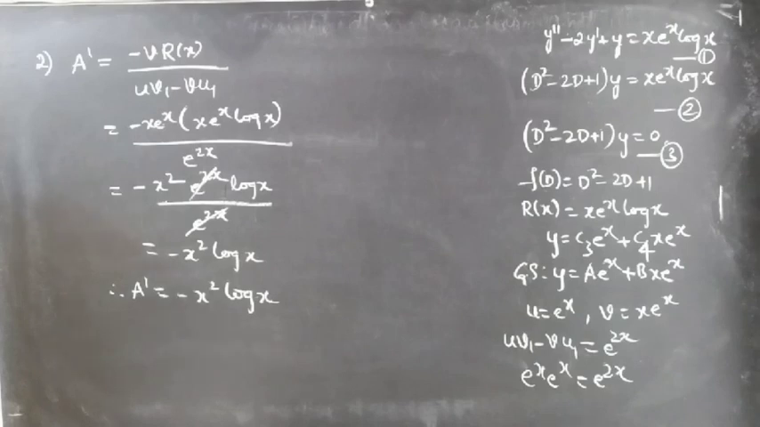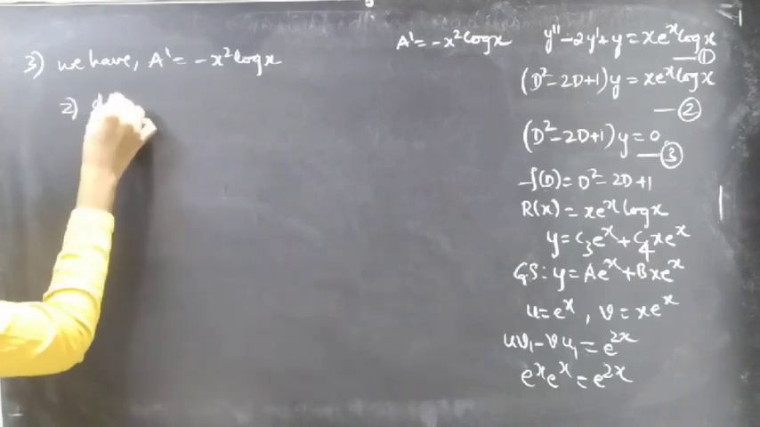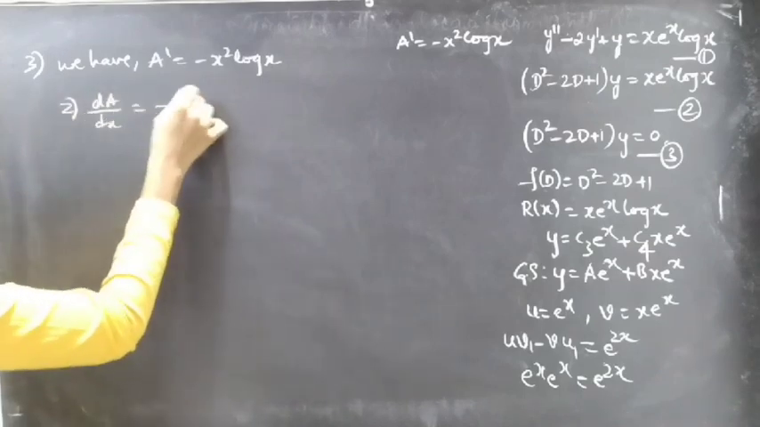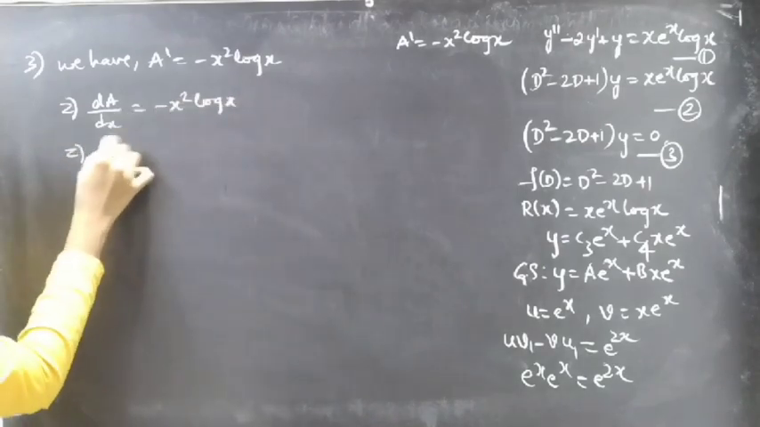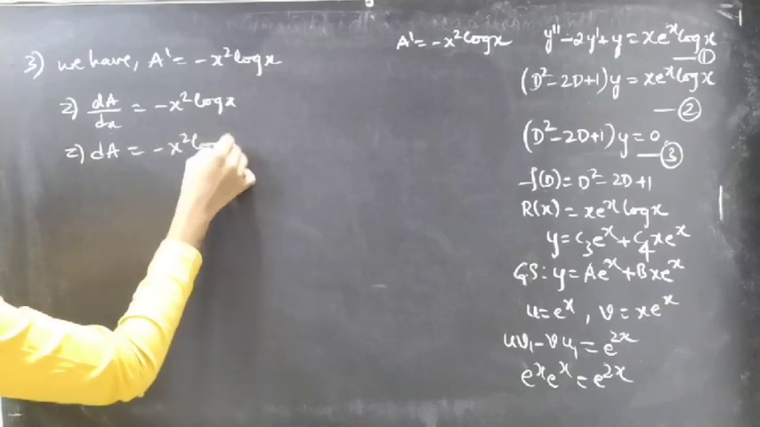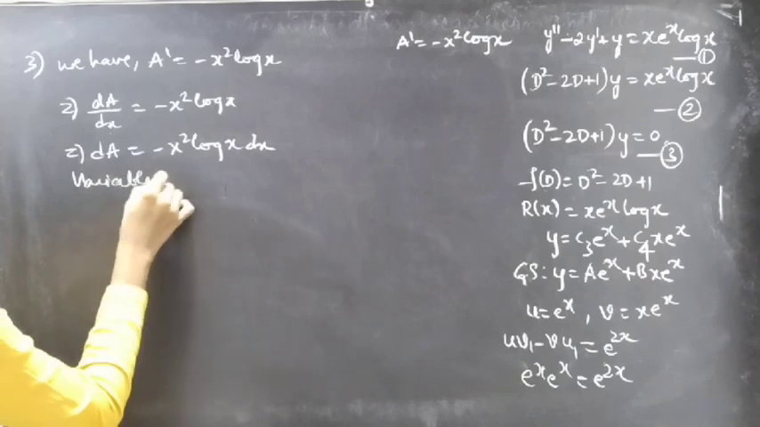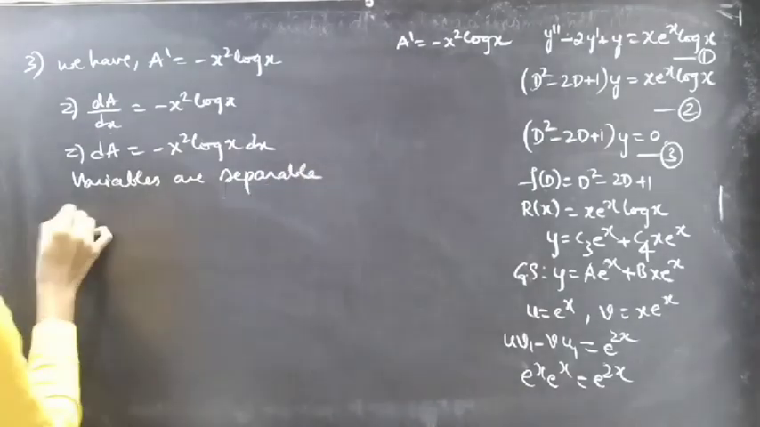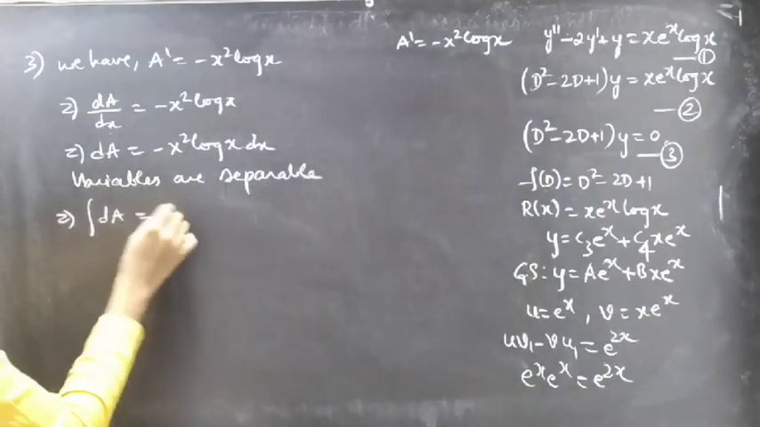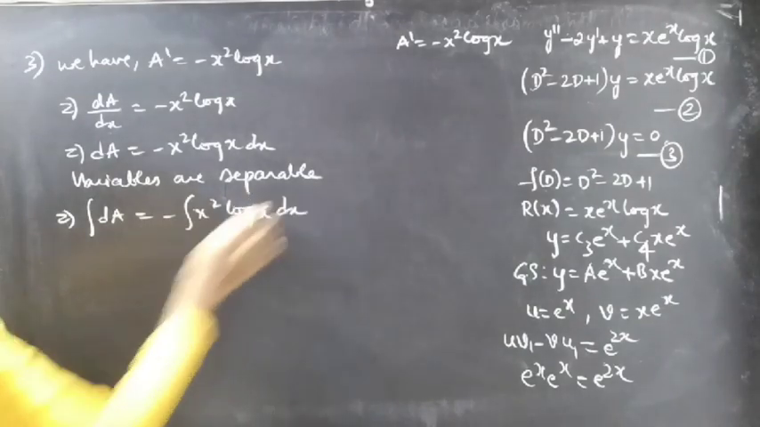Let's now find a. We have a dash equals minus x square log x, right? A dash is nothing but derivative of a with respect to x. Now let's separate the variables by taking differential dx to RHS. We'll get dA equals minus x square log x dx. Here the variables are separable, so we can perform integration. Integral dA equals minus integral x square log x dx.